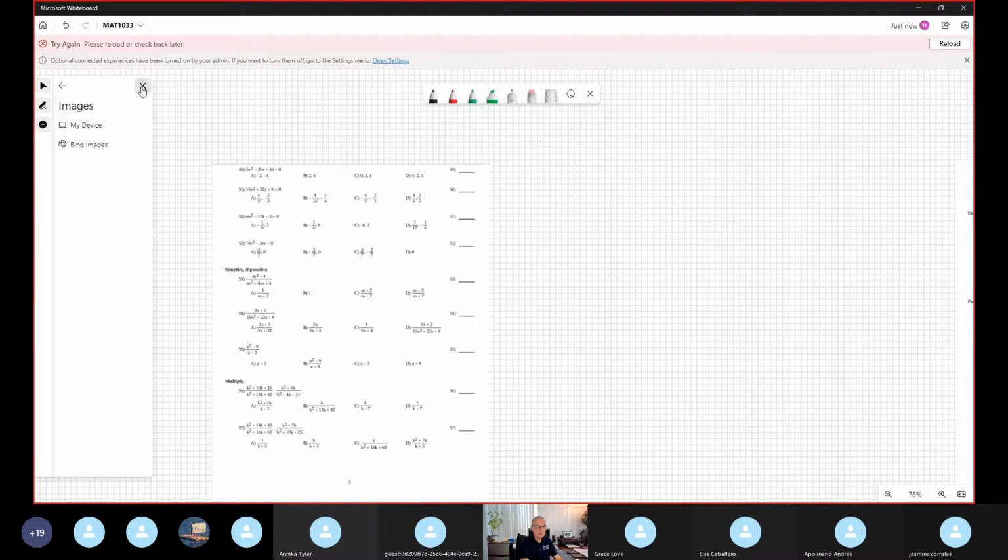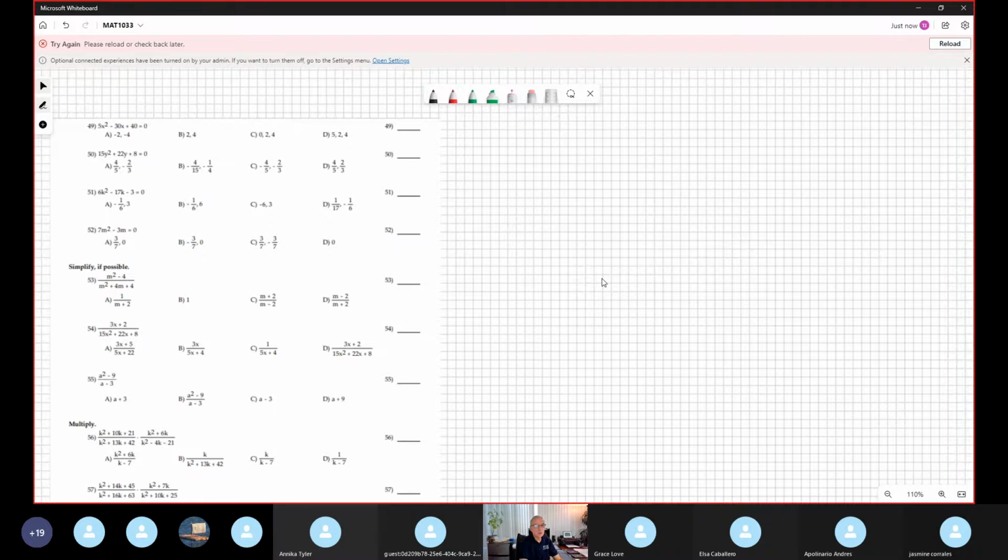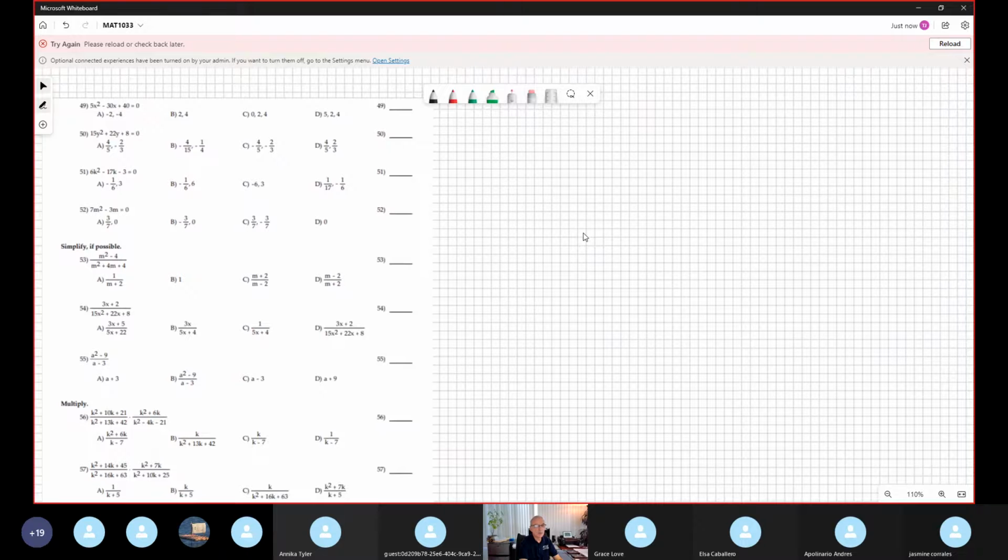This is an example of solving a quadratic. It looks horrible. Let's try our best. Okay, look at that: 5x squared minus 30x plus 40 equals 0. Okay, what should I do? I am totally lost.